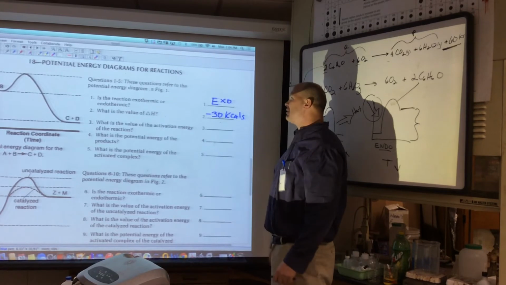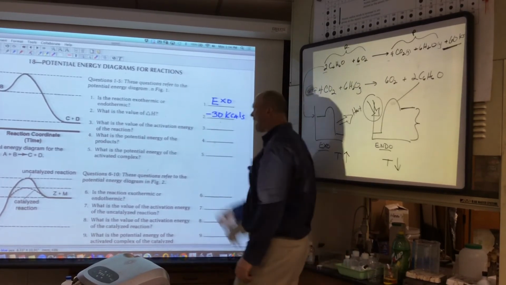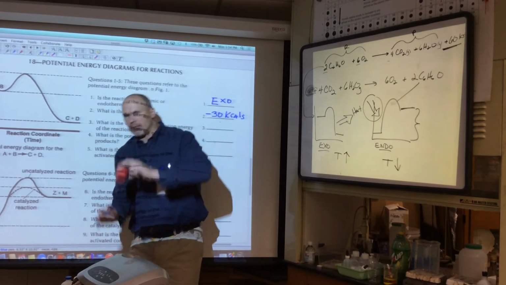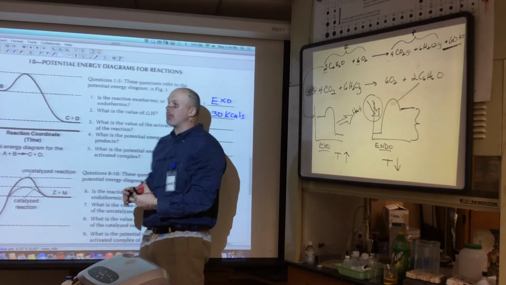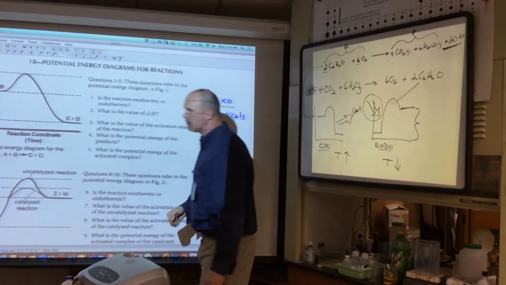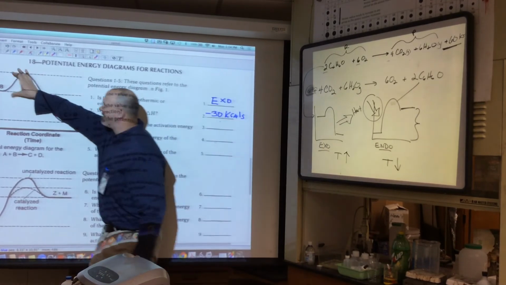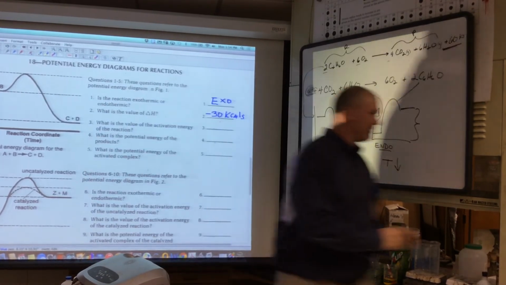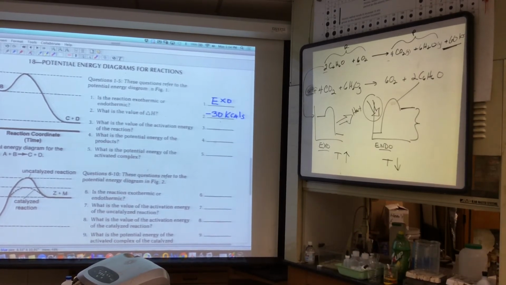What's the value of the activation energy? Must be the forward. Activation energy, the energy needed to do what? Start the reaction. Get us over the hump so I can ride the slide. How much energy do I need? 20. 20 kcals.